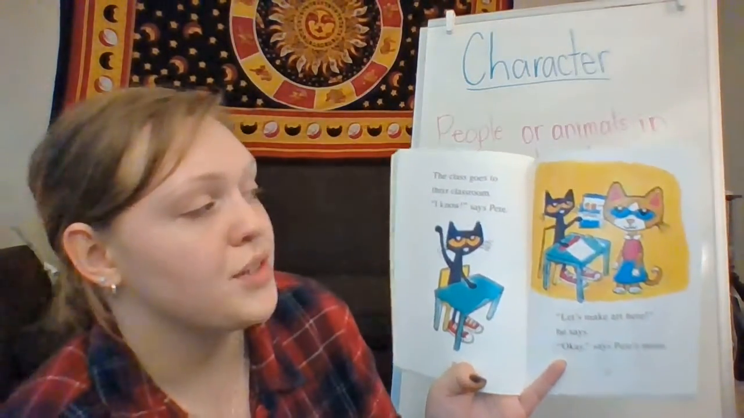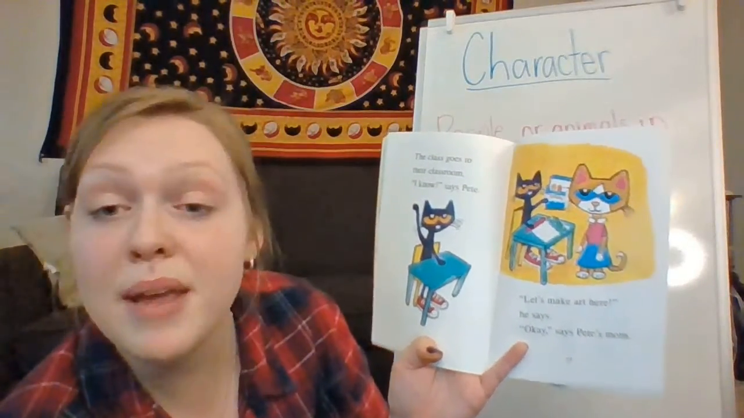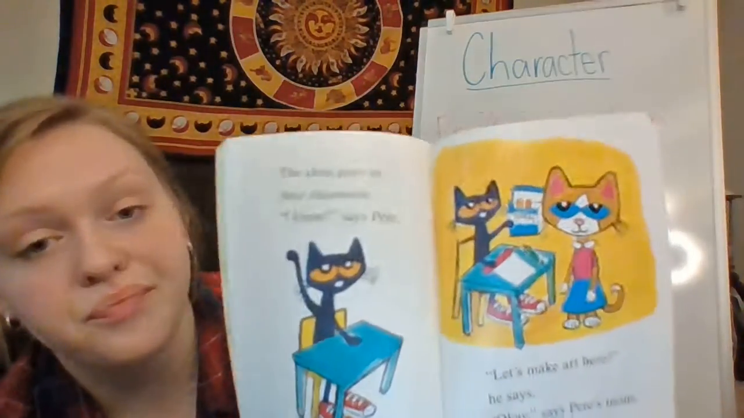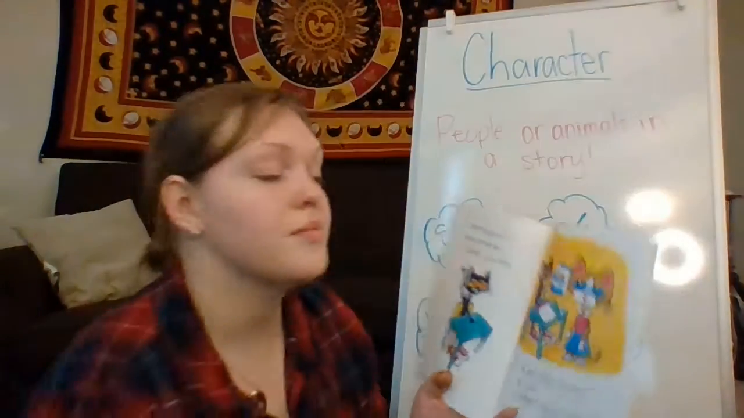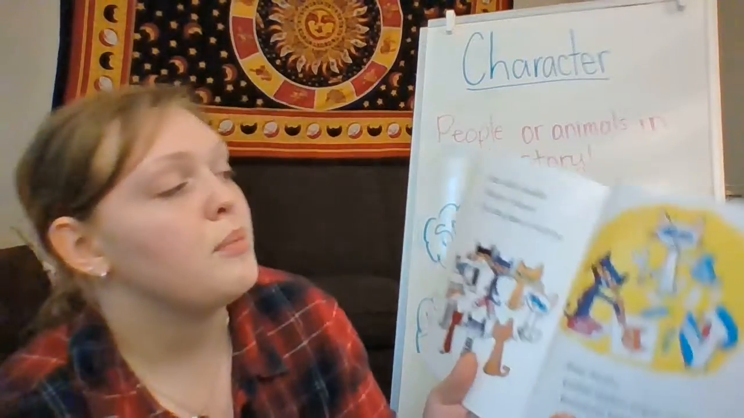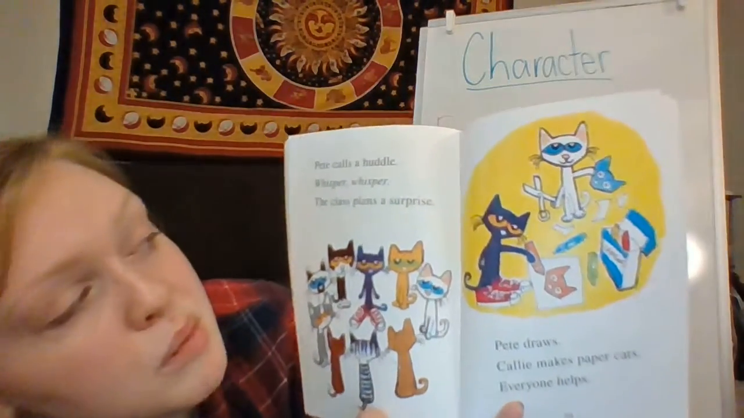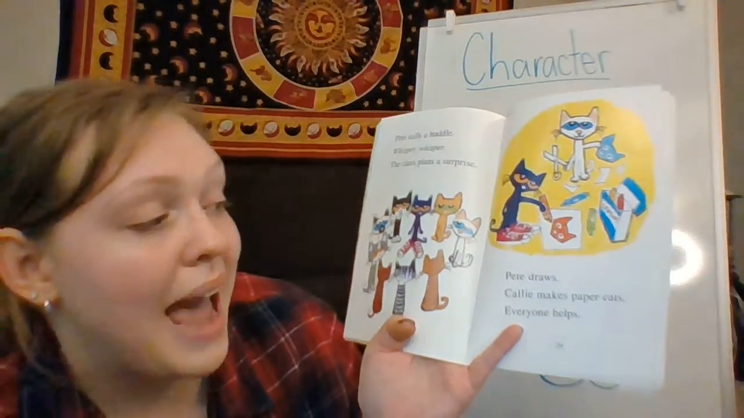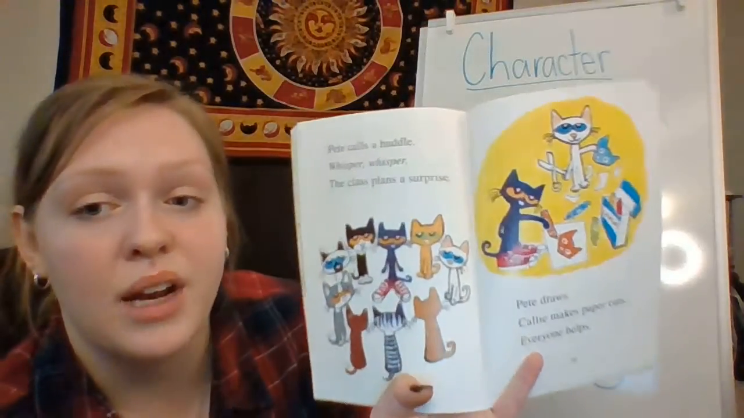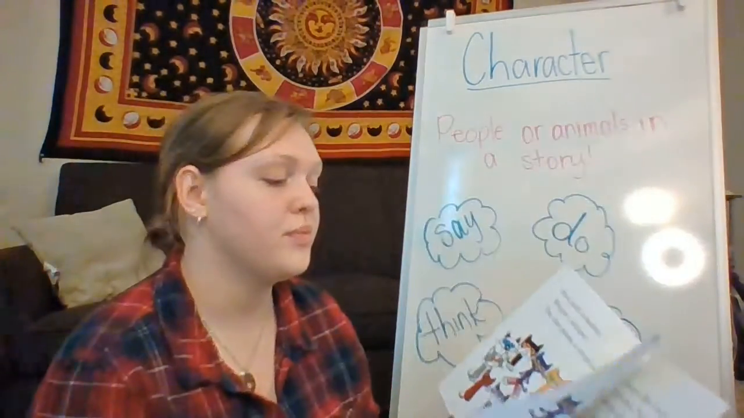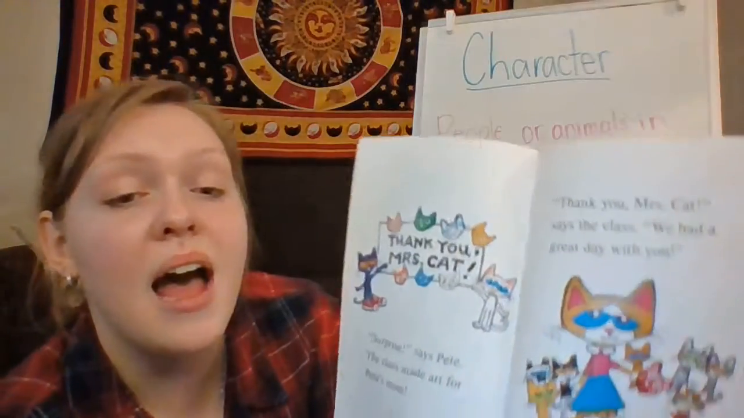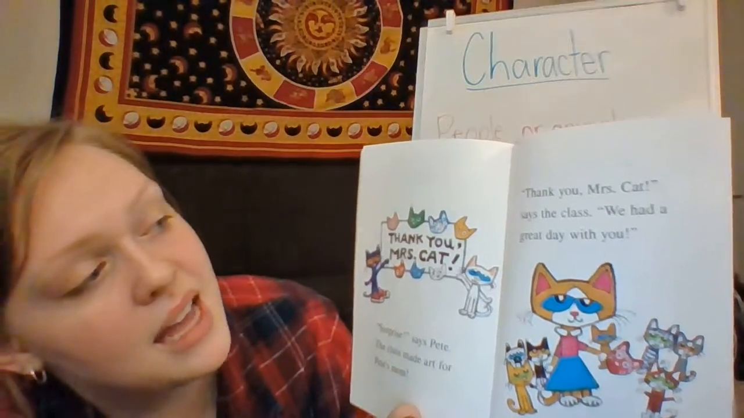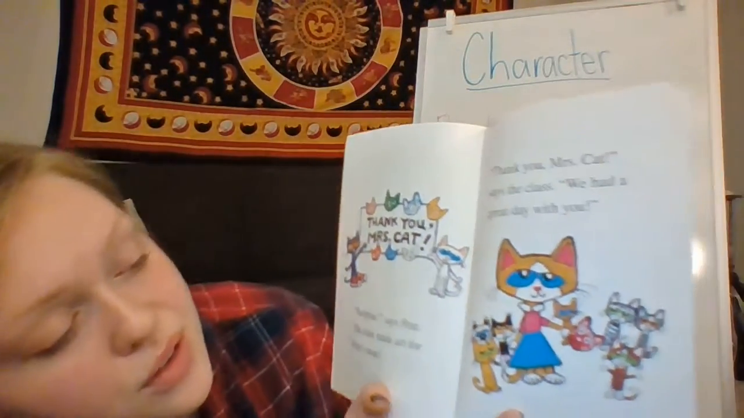The class goes to their classroom. I know, says Pete. Let's make art here, he says. Okay, says Pete's mom. Pete calls a huddle. The class plans a surprise. Pete draws. Callie makes paper cats. Everyone helps. Surprise, says Pete. The class made art for Pete's mom. Thank you, Mrs. Cat, says the class. We had a great day with you.